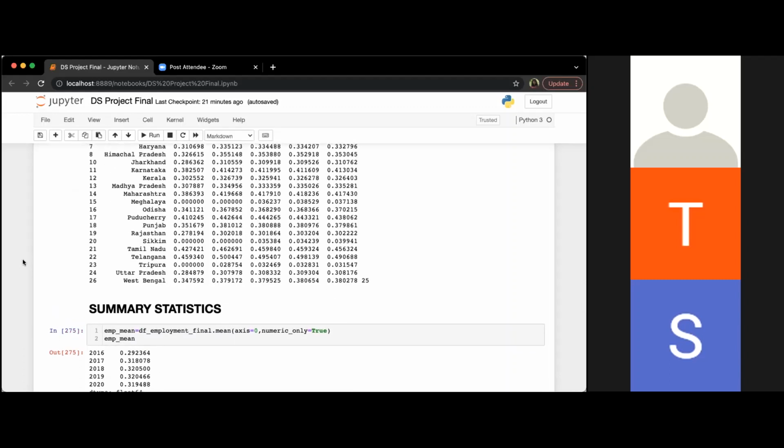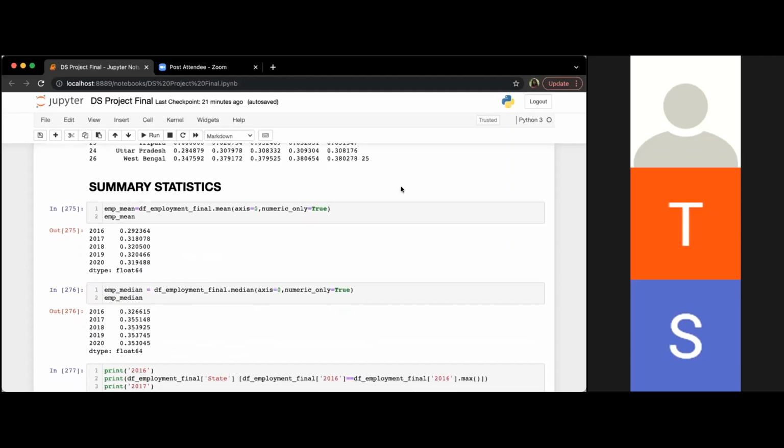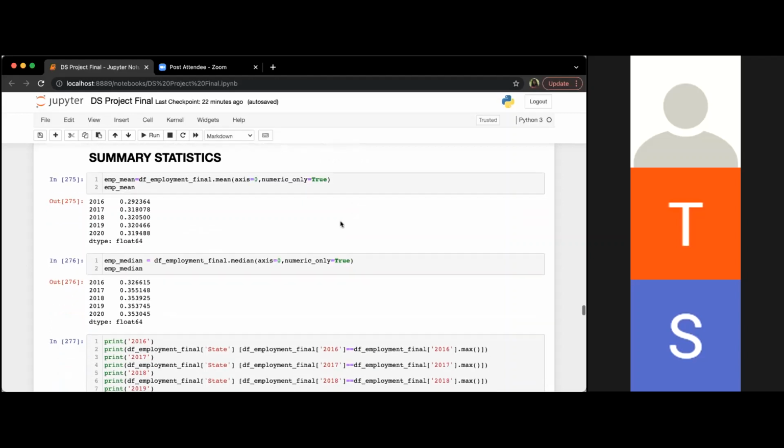And moving on to summary statistics, Trisha will take over. For summary statistics, we've performed all the basic summarizations such as mean for all the years, as well as median.